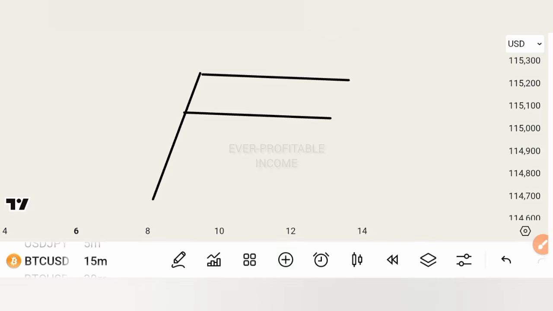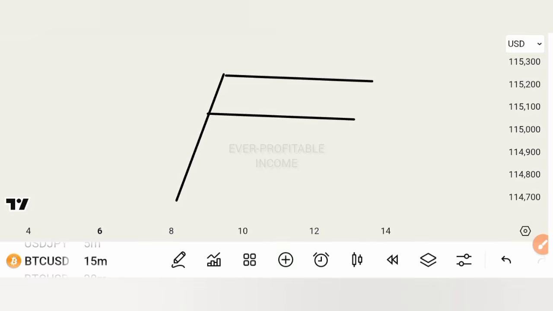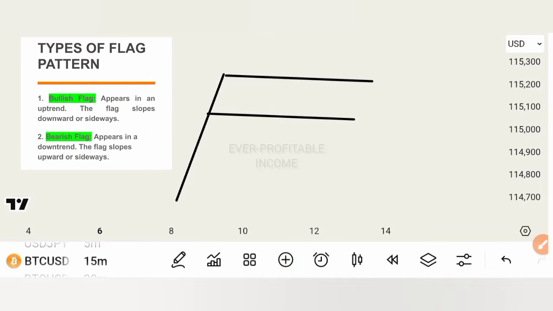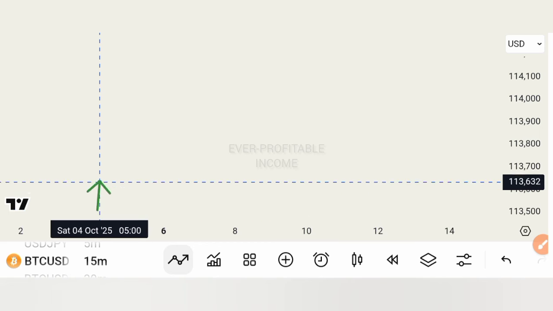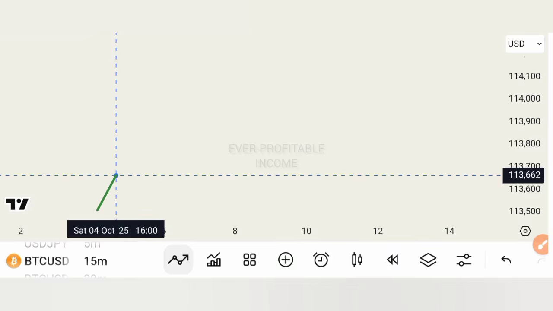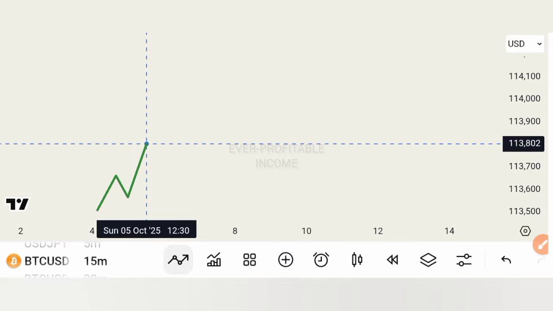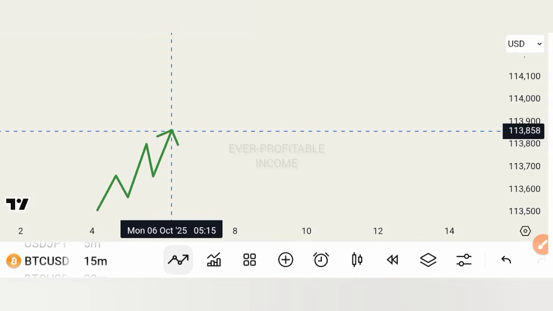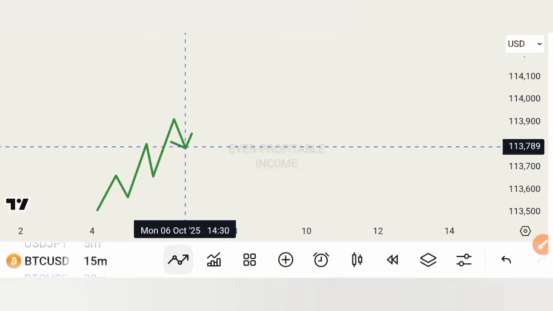Now let's look at the types of flag pattern. There are two basic types of flag pattern. We have the bullish flag pattern and the bearish flag pattern, and I'm going to show you that. A bullish flag pattern on your chart should be something like this. So let's say we have price trending in this direction. So you have your bullish trend, and you have your highs and your lows.